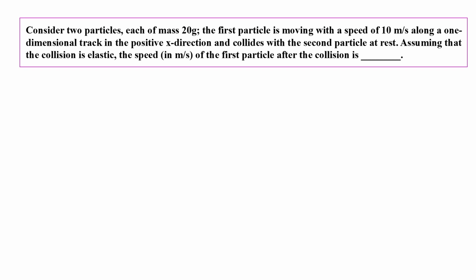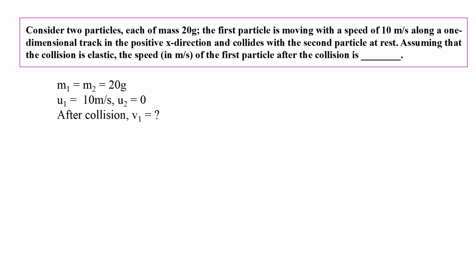The next question says that consider 2 particles, each of mass 20 gram. The first particle is moving with the speed 10 meter per second along a one-dimensional track in the positive x direction and collides with the second particle at rest. Assuming that the collision is elastic, the speed in meter per second of the first particle after collision is. So m1 is equal to m2, that is 20 gram. u1, that is the initial speed of the first particle, is 10 meter per second, while u2 is equal to 0 because it is at rest.